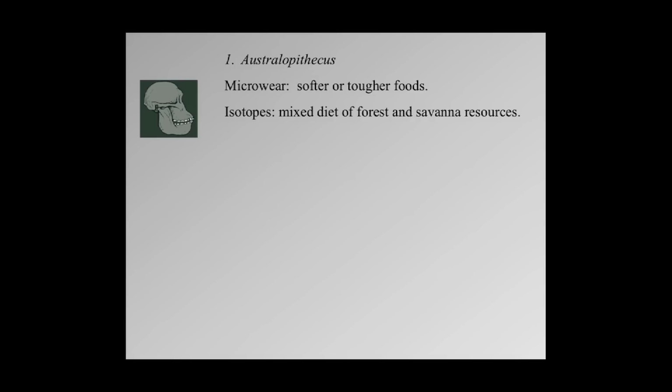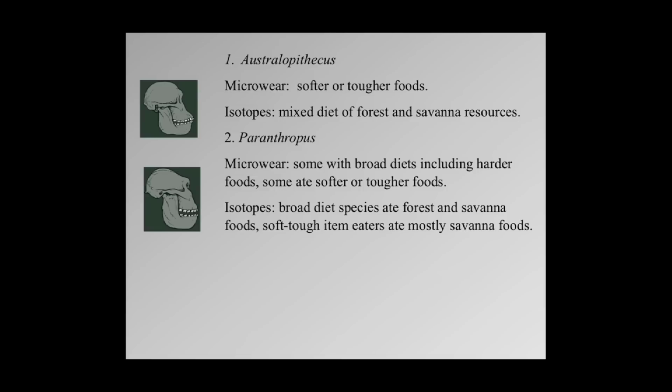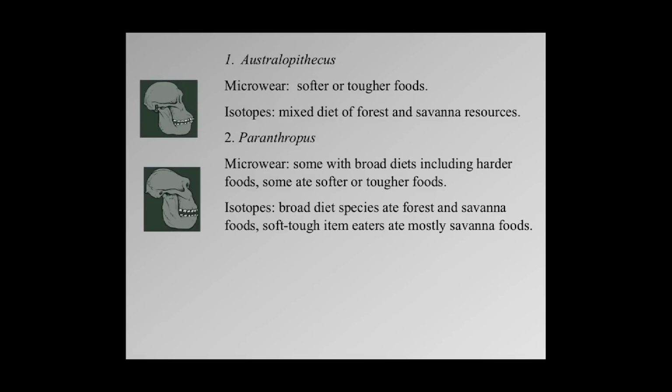So far, so good. Paranthropus, the microwear of some look like broader diets, including some harder foods, but for others, looks like they tended to focus more on softer or tougher foods. The isotopes of those that had broad diets according to the microwear seem to have mixed diets in terms of where they were eating, in the forest and savanna. The soft, tough item eaters, on the other hand, ate mostly savanna foods.